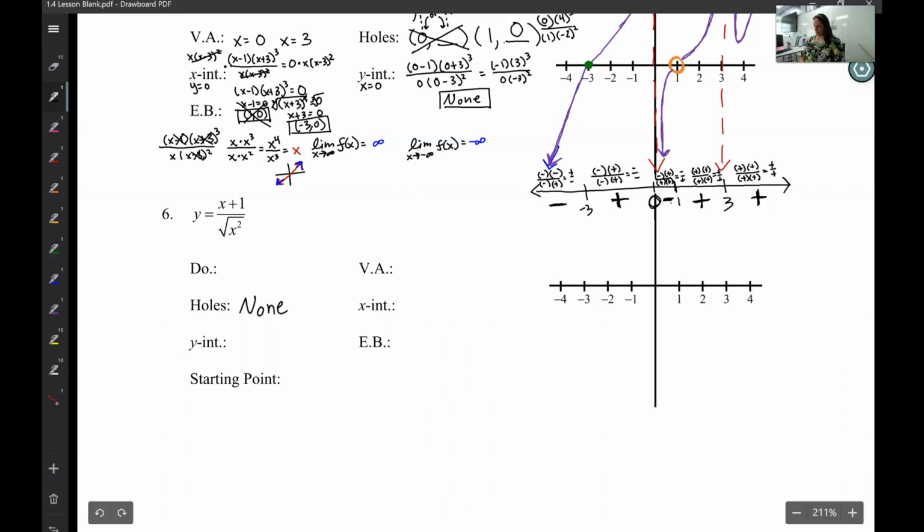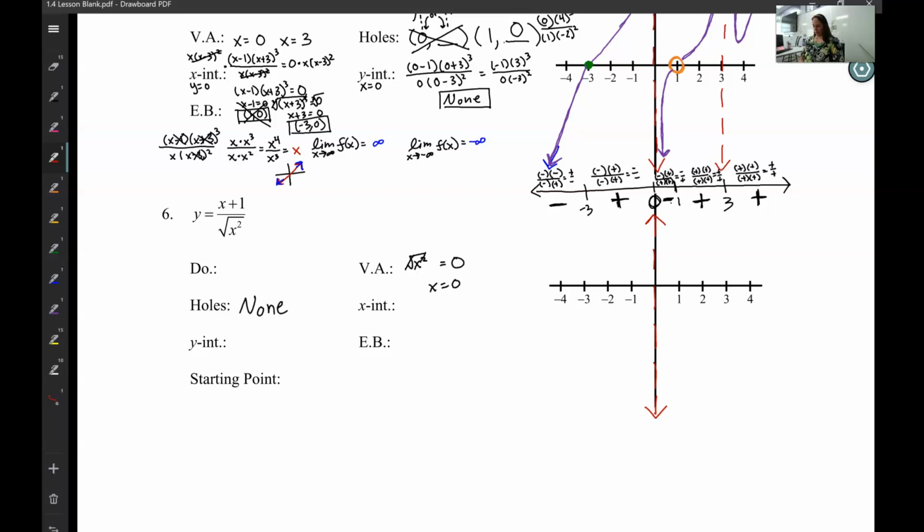Vertical asymptotes. What can I put in the denominator that will make this 0? Or set this equal to 0. Well, if I set this equal to 0, I would get x equals 0. So I know I have a vertical asymptote at 0. And I'm going to draw that in right there. Draw it in as I go.